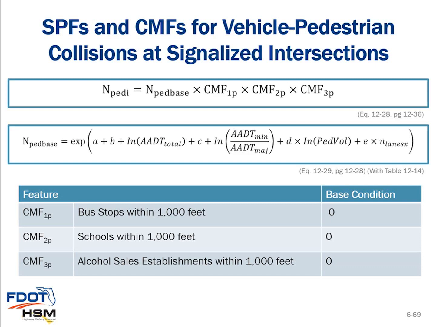But it also includes crash modification factors. Number of bus stops within 1,000 feet. Number of schools within 1,000 feet of the intersection. Number of alcohol sales establishments within 1,000 feet of the intersection. The Highway Safety Manual defines any place that sells alcohol as an alcohol sales establishment. A grocery store selling alcohol is an alcohol sales establishment. A convenience store selling alcohol is that alcohol sales establishment. So you will need to go through and get that data as you go through the inventory.